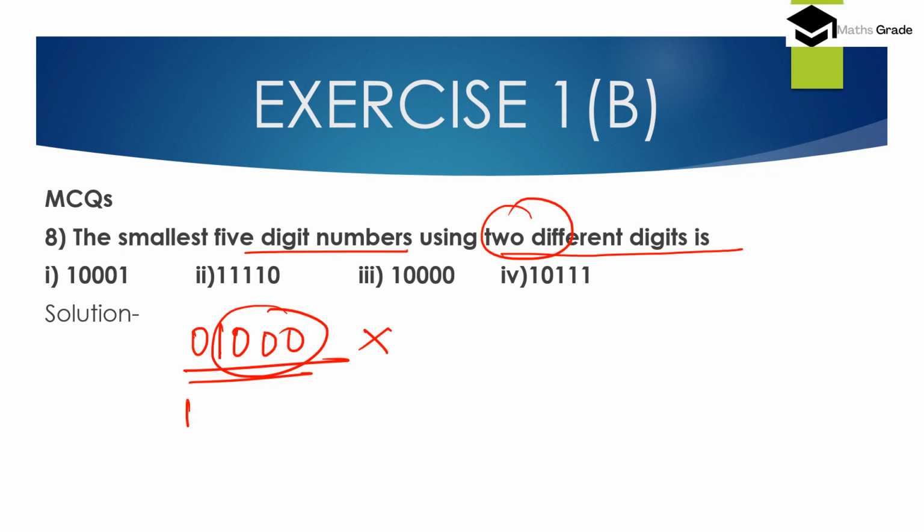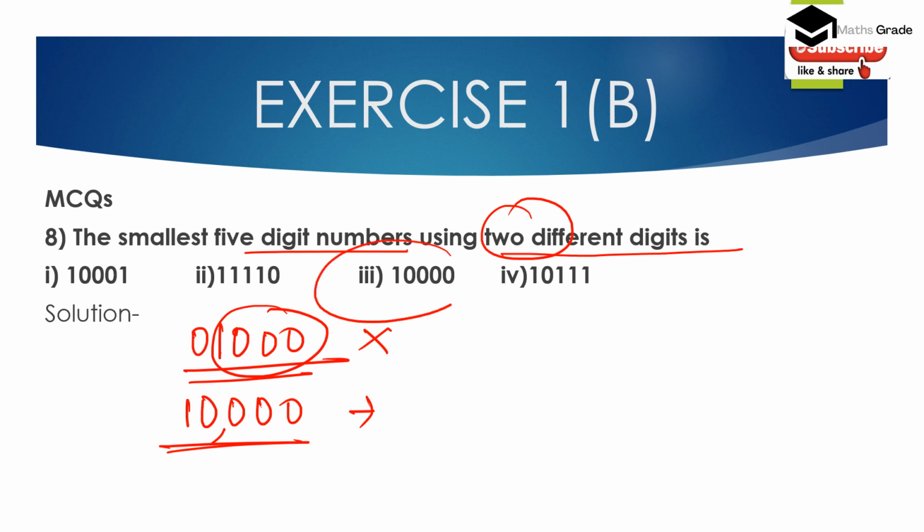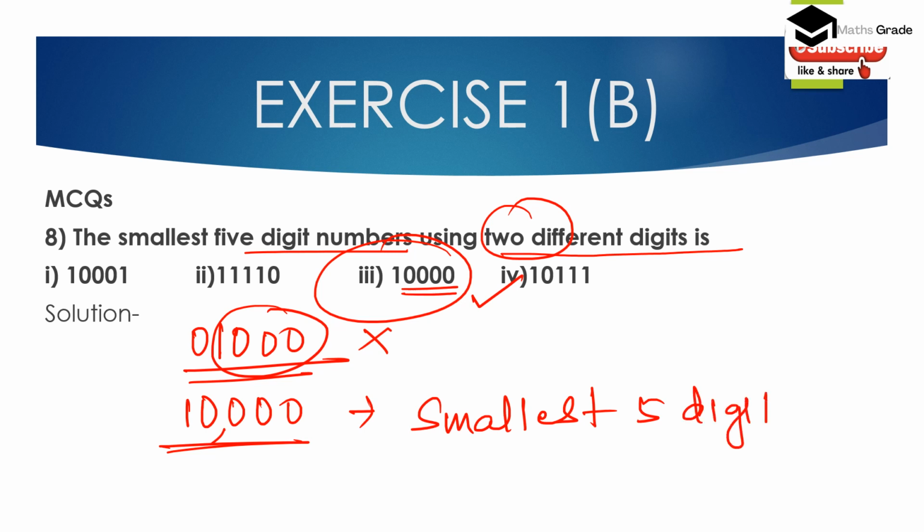Then after 1 the smallest digit is 0. So 0, 0, 0, 0. And now it is a 5 digit number. So the smallest 5 digit number is 10,000. So option 3, that is 10,000, is the smallest 5 digit number using 2 different digits. So option 3 is the correct option.